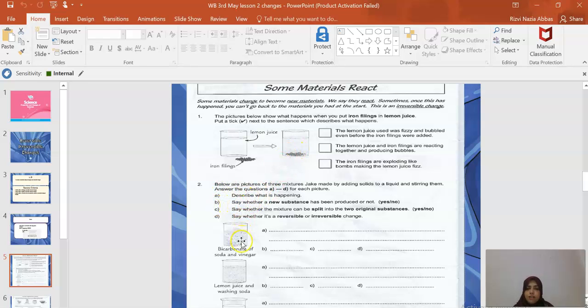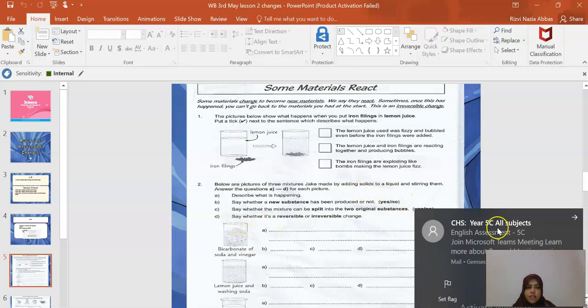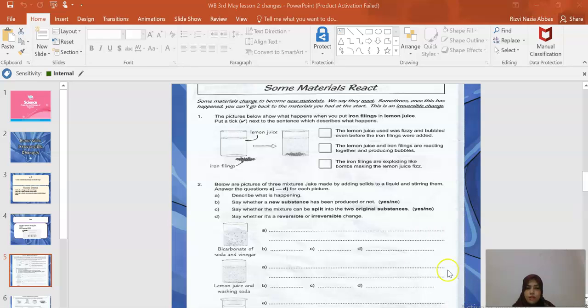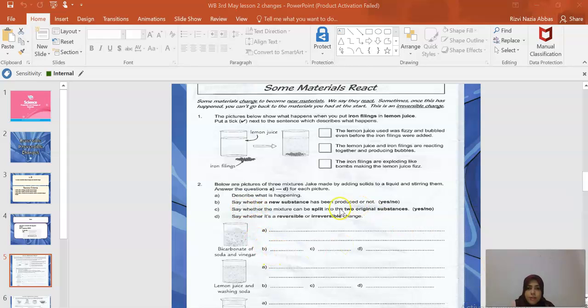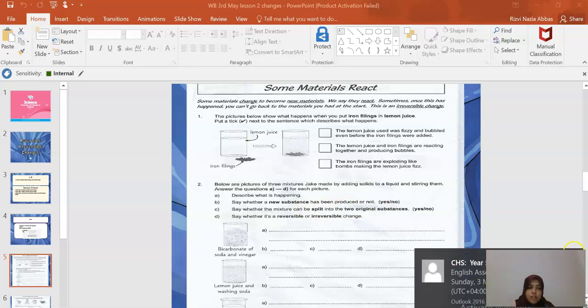So the next question here is there are three mixtures Jake made by adding solids to a liquid and stirring them. First he has mixed bicarbonate of soda and vinegar. We saw this in our last lesson also. What happens when bicarbonate of soda is mixed with vinegar? So in A, you have to describe what is happening. In B, you have to say whether a new substance has been produced or not.